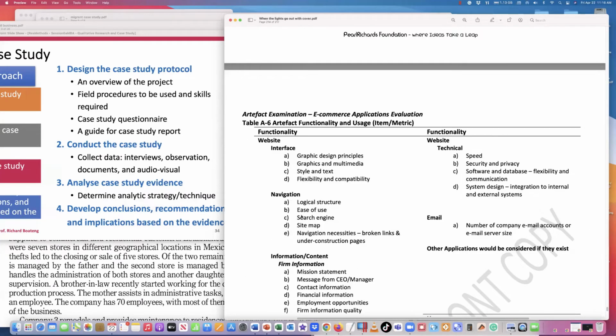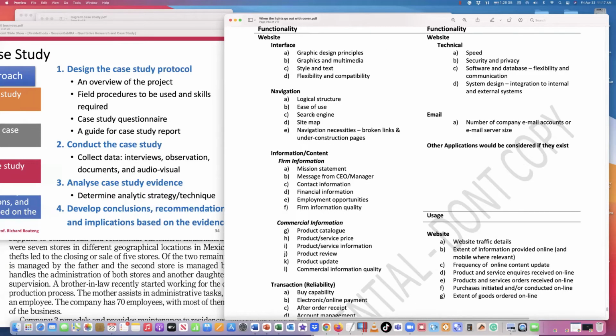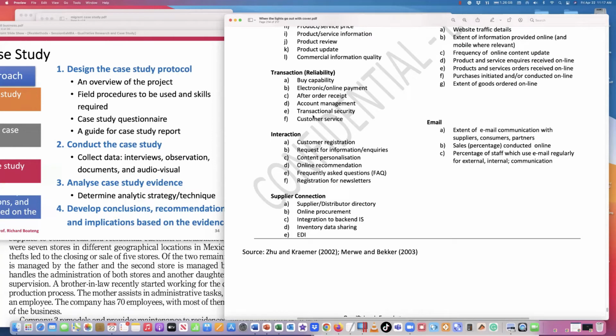What about artifact examination? Artifact examination is when a qualitative researcher wants to observe a physical artifact, a physical activity, or a virtual artifact, meaning that in this one it is a website. He's going to examine the website, review it and evaluate it. We call that part of artifact examination, which is a form of observation. So you are observing this virtual platform and trying to understand what we can learn from it in relation to a research question. And all of this will be captured in the case study.